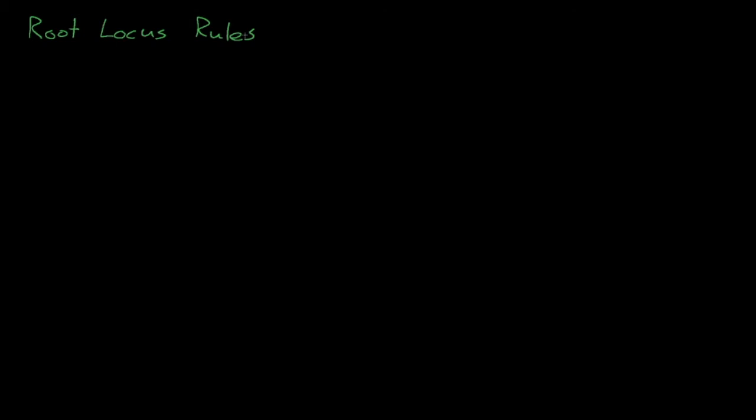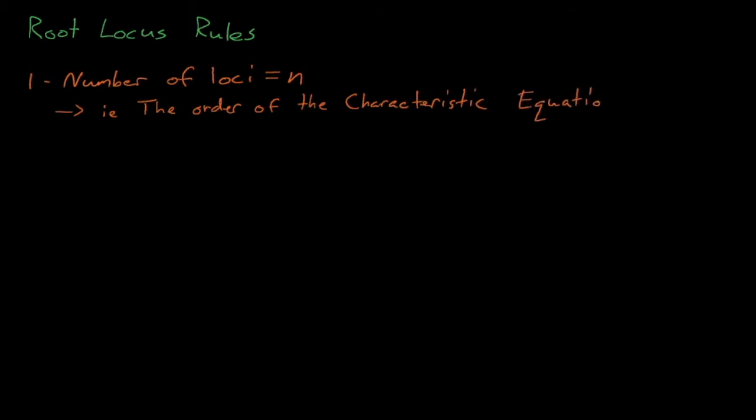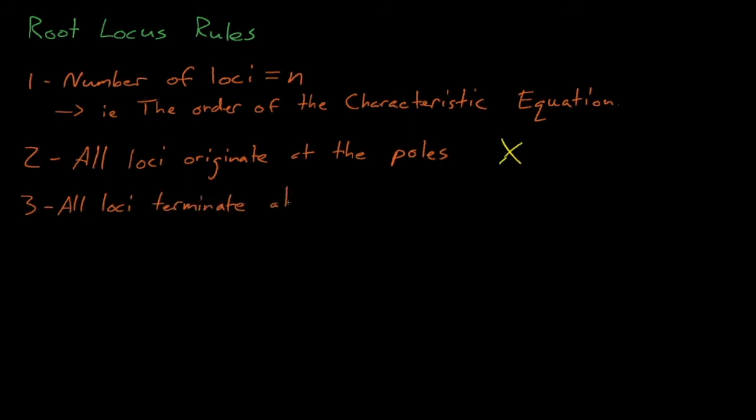First, the number of loci, which are the arrows in our plot, is equal to n, which is also the number of poles in our characteristic equation. Because n is usually greater than m, this number is generally equal to the highest order of the s polynomials in our characteristic equation. Next, we note that all loci originate at the poles and then that they will terminate at the zeros. So they go from the x's to the o's.